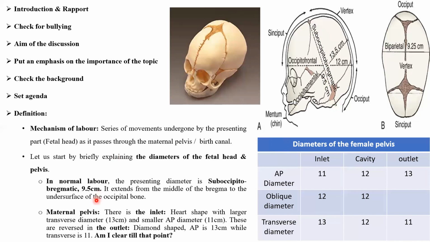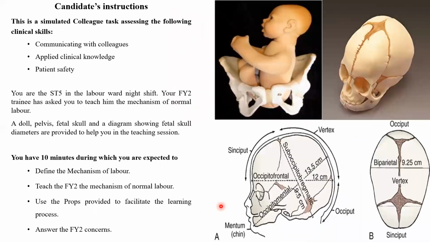Then now go to the maternal pelvis. Sam, the maternal pelvis, usually it is heart shaped. It has an inlet and a cavity and outlet. The most important diameter in the inlet is the transverse diameter, which is 13 centimeter. It is larger than the anteroposterior diameter, which is 11 centimeter. Sam, this will be reversed at the maternal or the pelvic outlet, where the anteroposterior diameter will be larger.